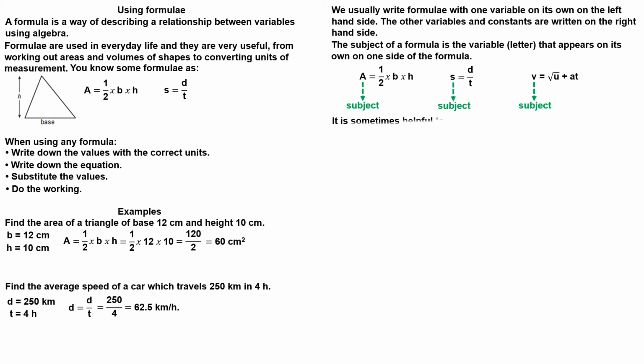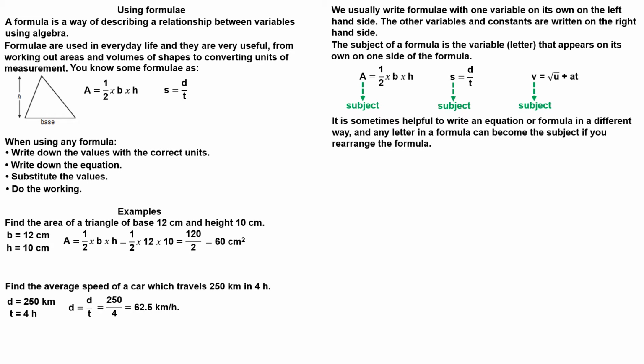It's sometimes helpful to write an equation or formula in a different way, and any letter in a formula can become the subject if you rearrange the formula. Let's see how it works. Make X the subject of the formula. To make X the subject of the formula means to rearrange the formula to get X on its own on the left and everything else is on the right. So we start by reversing the formula.